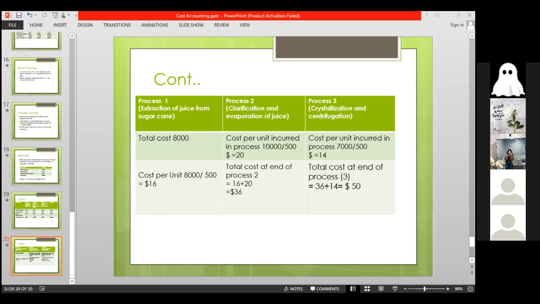So that is our introduction to cost accounting, or what cost accounting is. We saw there are two types that they are showing here. One is contract costing, and the other is job costing or process costing.